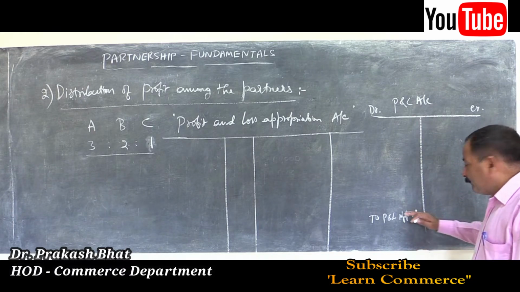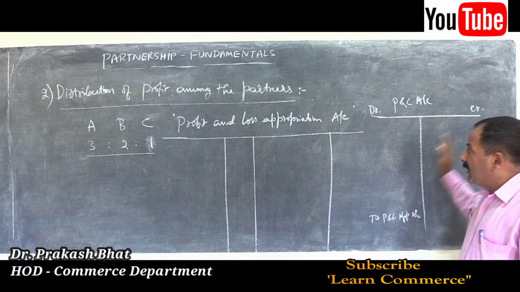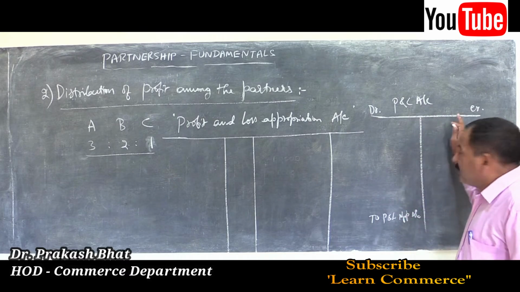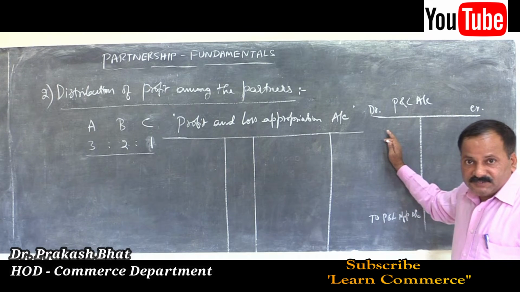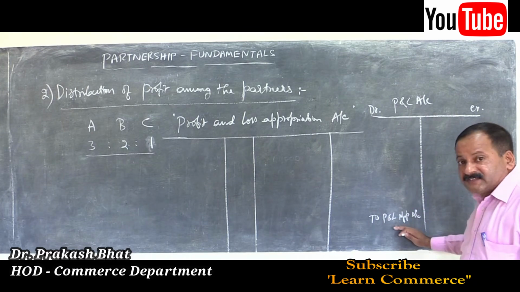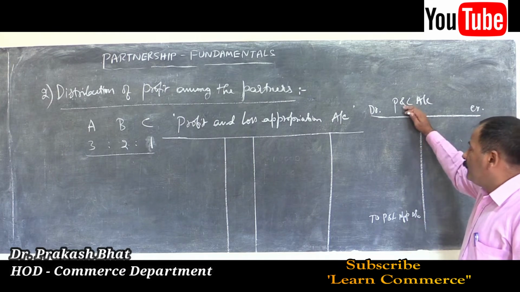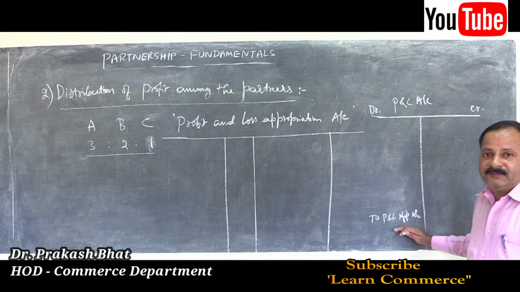So the difference between the total of the credit side and the total of the debit side is the profit, because the credit side total income is more than the expenses. So here the profit should be transferred to the profit and loss appropriation account. The entry will be profit and loss account debit to profit and loss appropriation account.